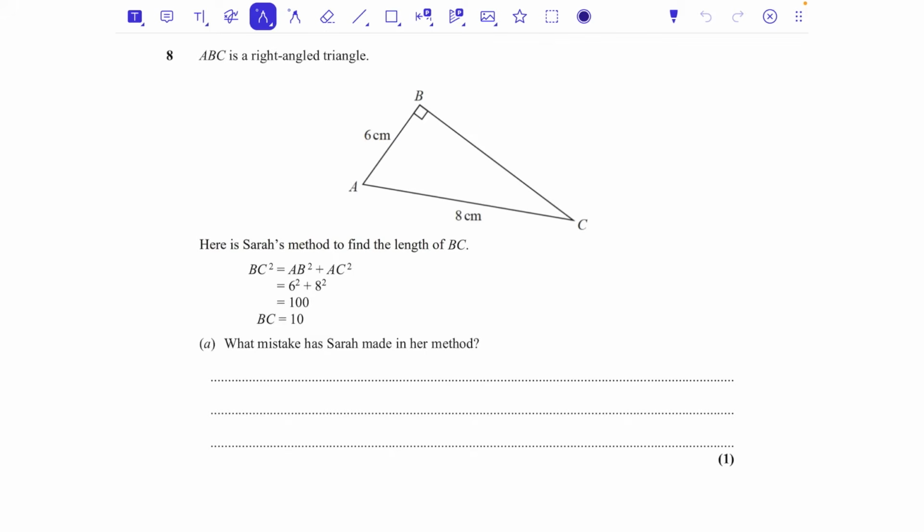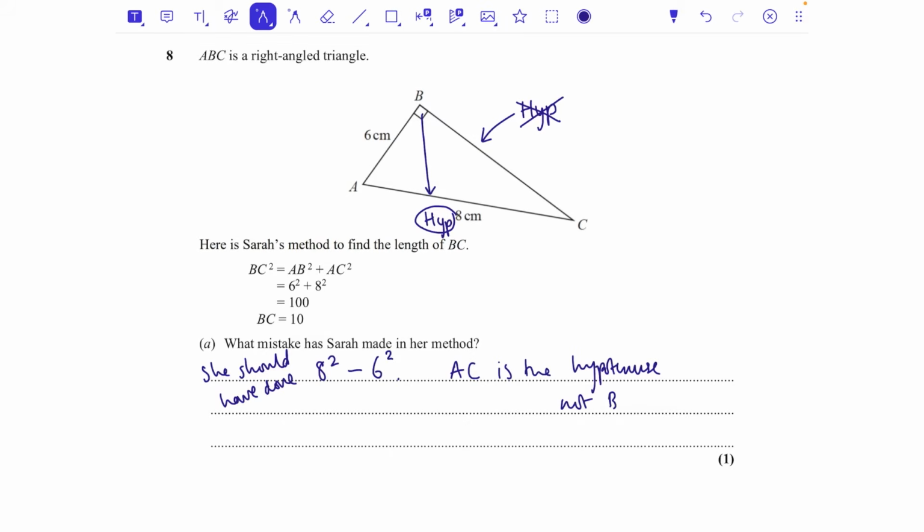So Sarah has assumed that this is the hypotenuse. And it isn't. The hypotenuse is opposite the right angle. This is actually the hypotenuse. This is the longer side of the triangle. This one is not. So she should have done 8 squared take away 6 squared, because we were actually looking for a shorter side of this triangle. So she should have done 8 squared take away 6 squared. I'm going to put AC is the hypotenuse, not BC.